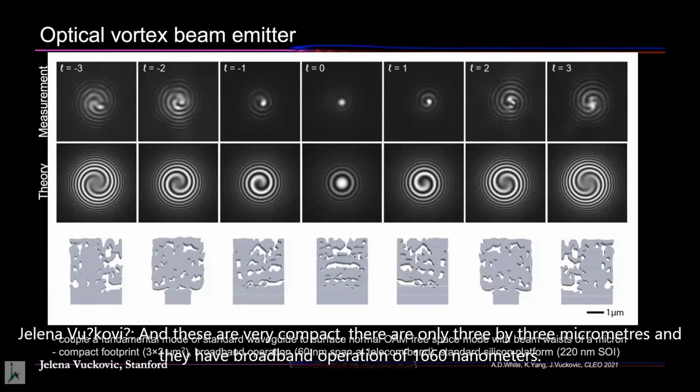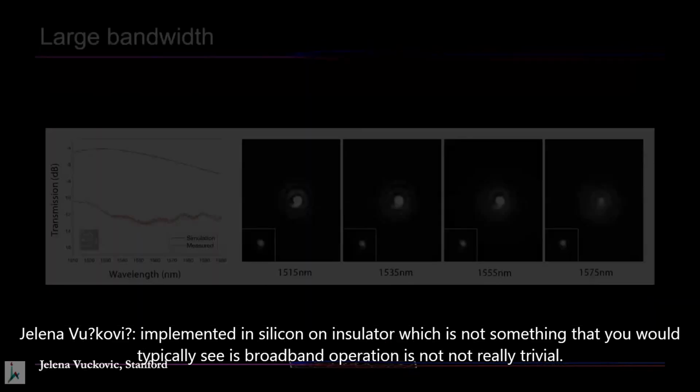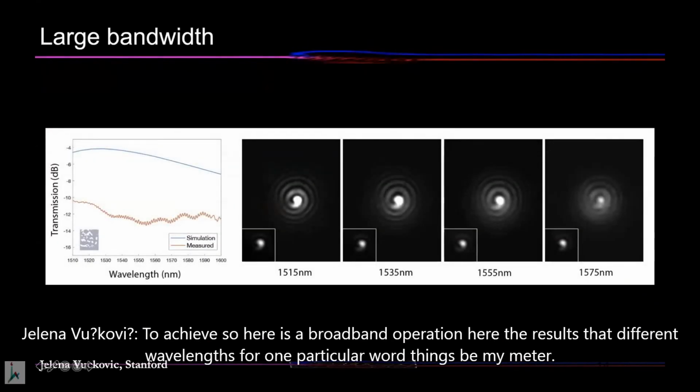They are only 3 by 3 micrometers, and they have broadband operation of 60 nanometers, implemented in silicon on insulator, which is not something that you would typically see. This broadband operation is not really trivial to achieve. So here is a broadband operation. Here are the results at different wavelengths for one particular vortex beam emitter.